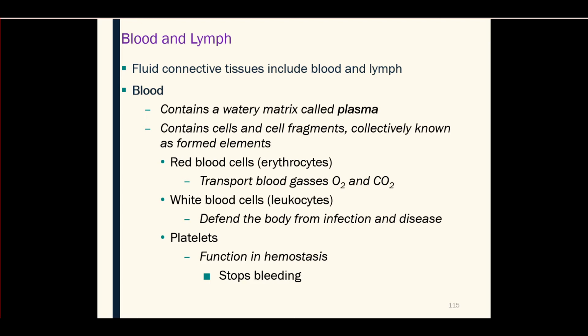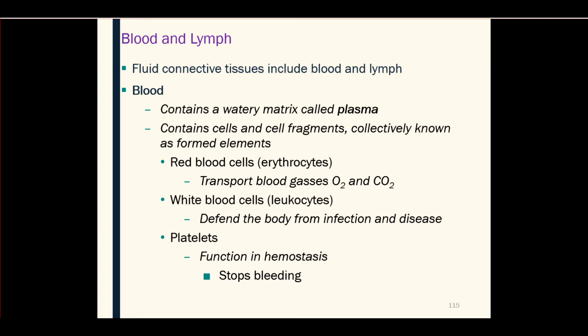So in blood, the watery ground substance or matrix is referred to as plasma, right? In clinical medicine and anatomy, we don't typically talk about the watery matrix of blood. We call it the plasma. And this plasma actually has cells that are suspended in it. They float in it. And these we call the formed elements.